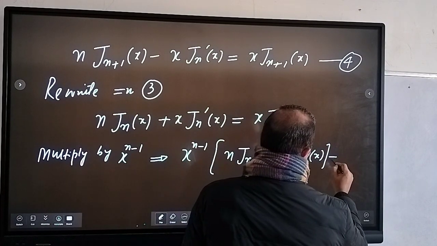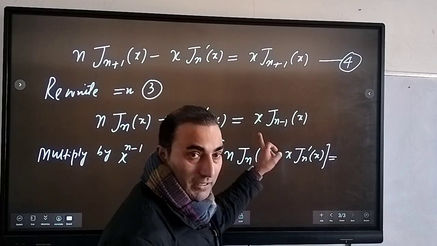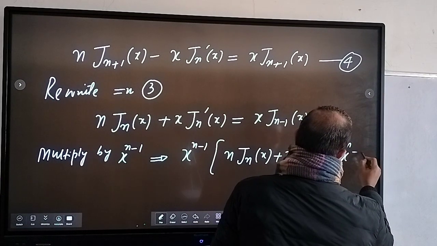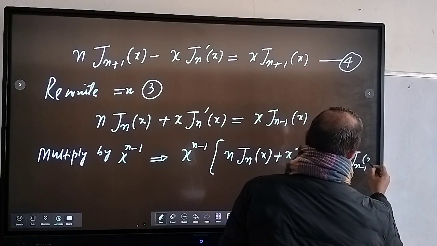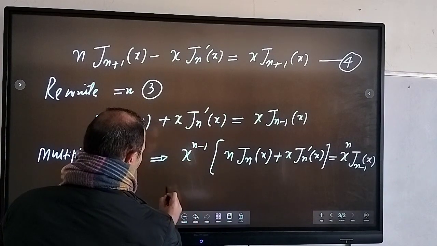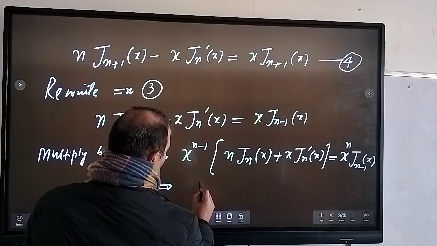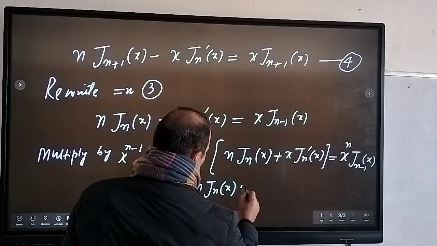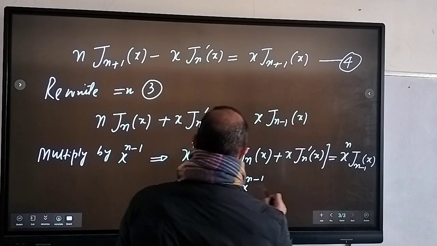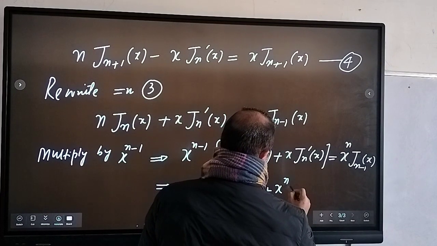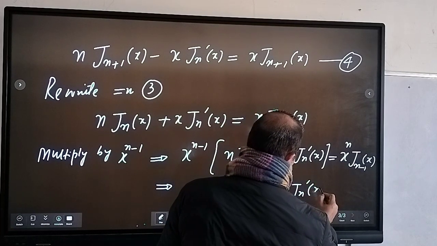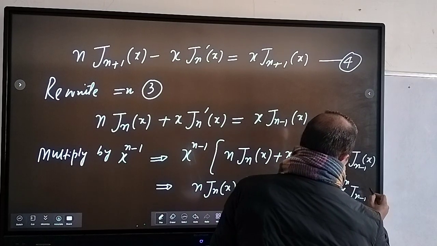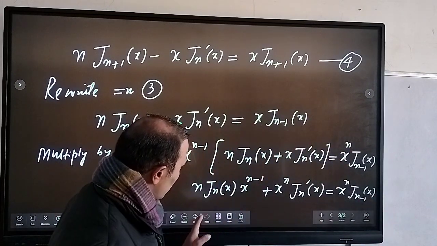So when I multiply this x raised power n minus 1 to this, it is x raised power 1, so it will be x raised power n. You can rewrite this as n Jn of x. Right? So this is this. Okay. Because here what did I do?